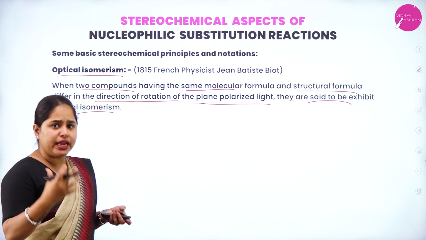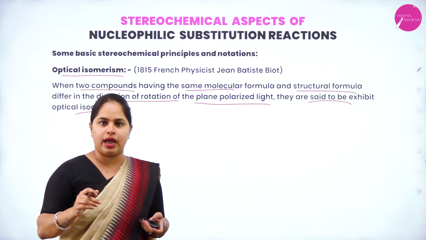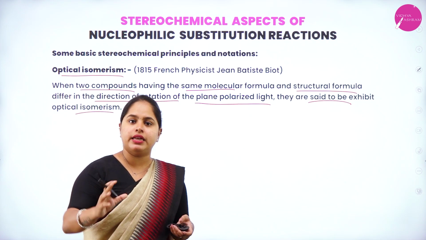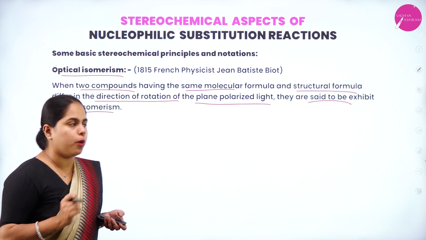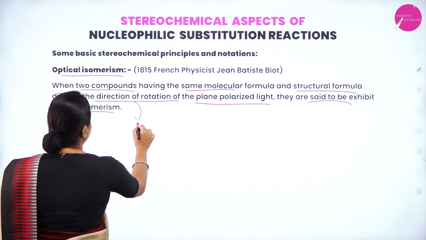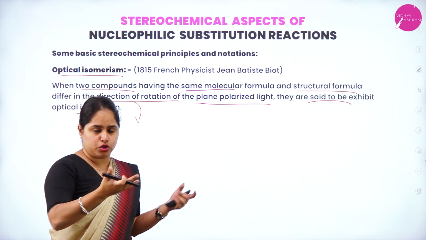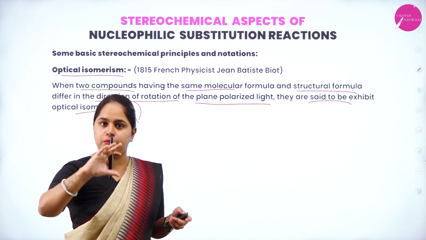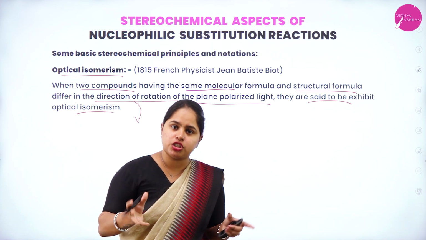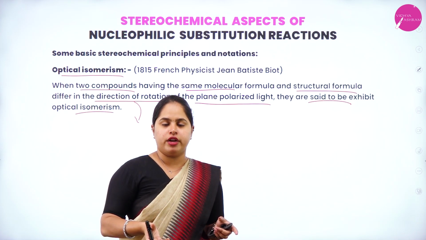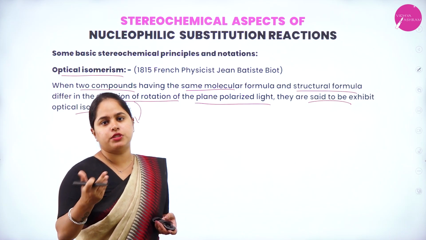When plane polarized light is passed through these compounds, what happens? It will rotate the plane polarized light either towards the right or towards the left. Based on that, we can say that they show optical isomerism. That is, they differ only in the direction of rotation. Of the plane polarized light passed through these two compounds, one will rotate it towards the right and the other will rotate it towards the left. So, only the direction of rotation of this light will be different. Other than that, their molecular formula and structural formula will be the same. So, such a pair is called optical isomers, right?